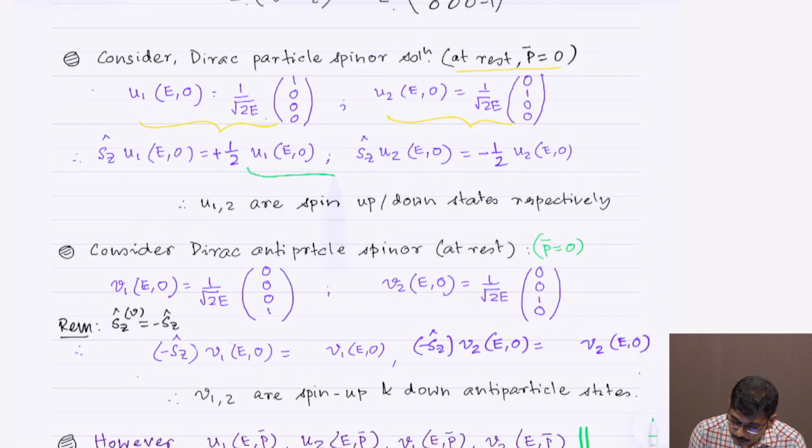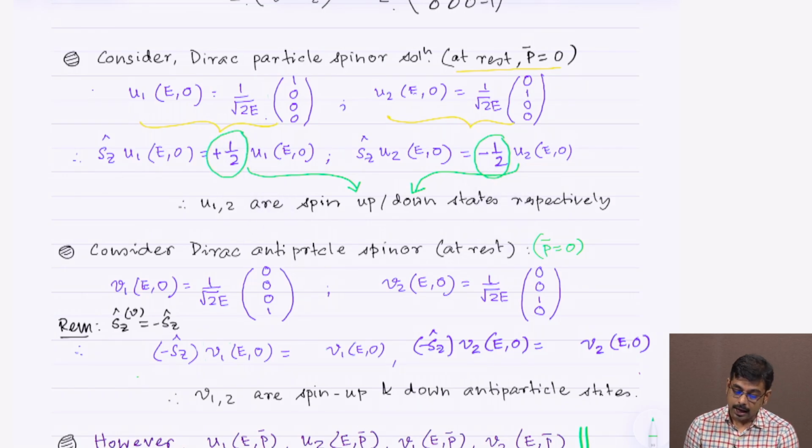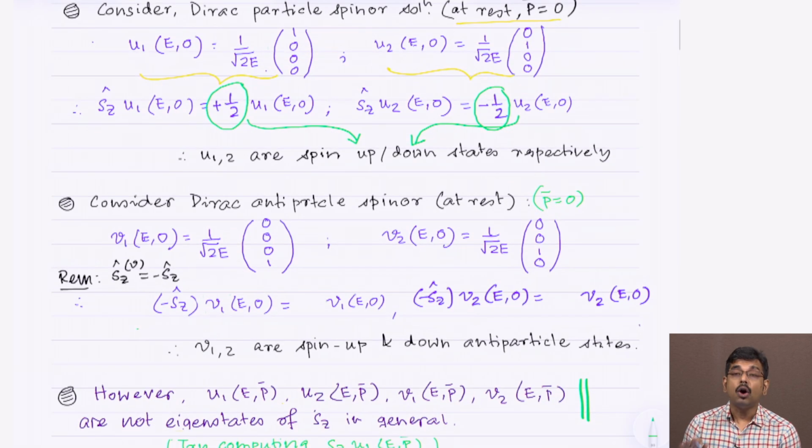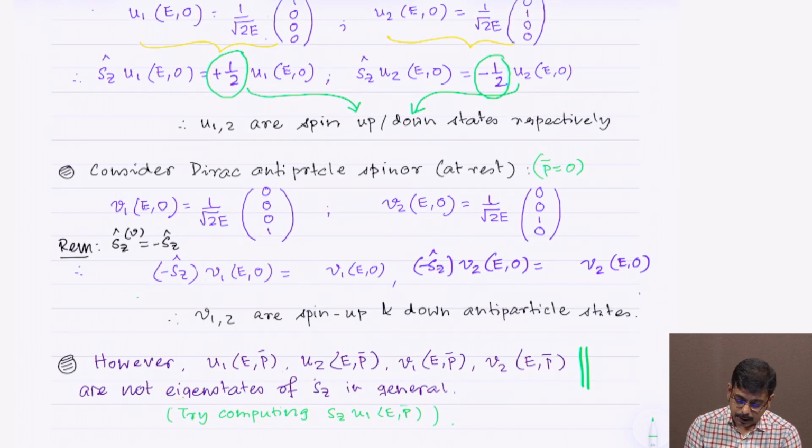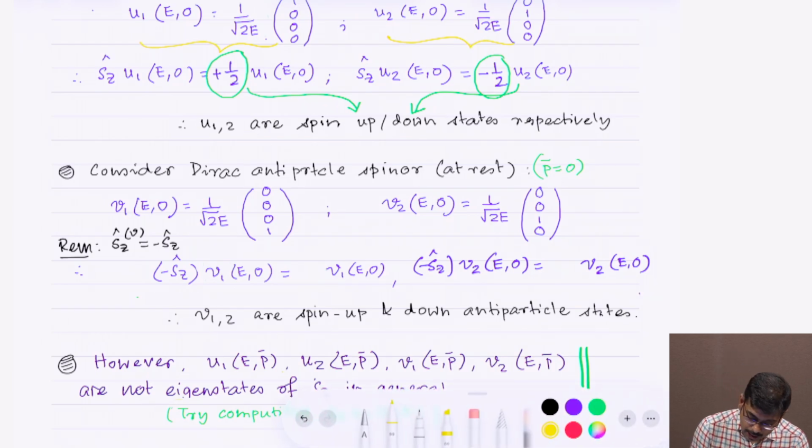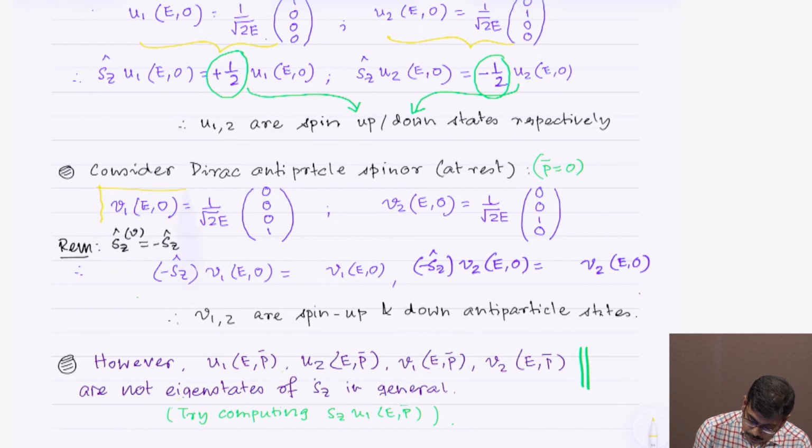So, this is your spin up and this guy is the spin down states. But remember, these eigenvalues that you have found out are strictly for the 0 momentum case. Now, consider the antiparticle solutions. What is the p equal to 0 state of V1 E0? This will be simply 0 0 0 1 and for V2 this will be 0 0 1 0, right. So, this is something very easy to check and you should do it once more.